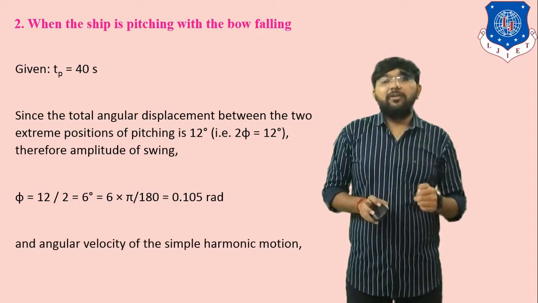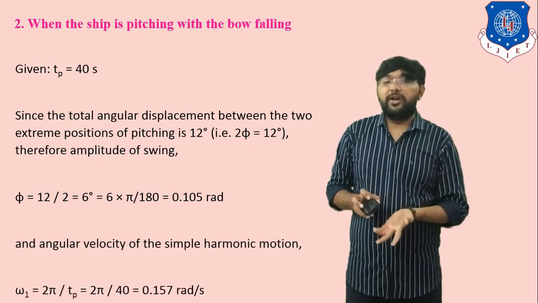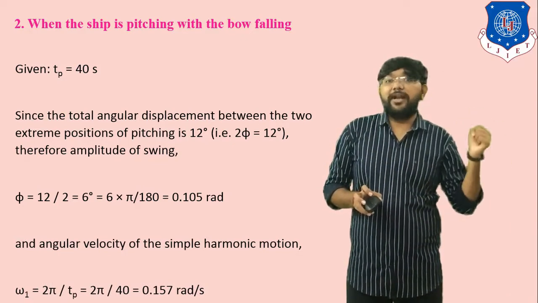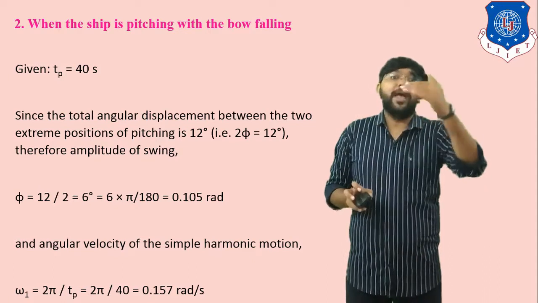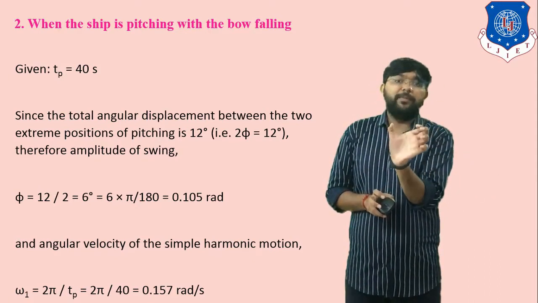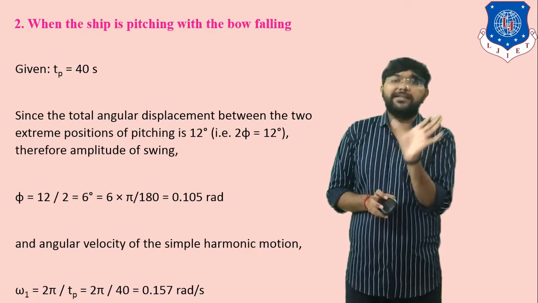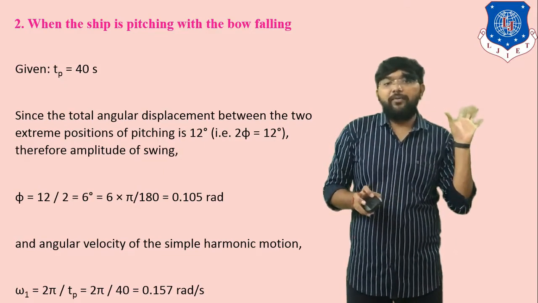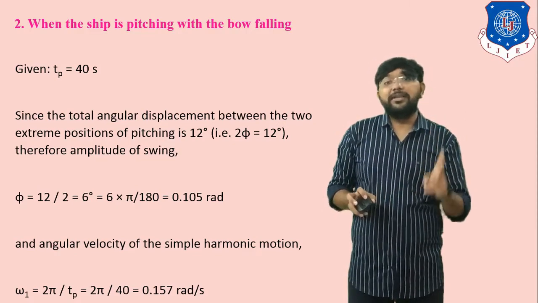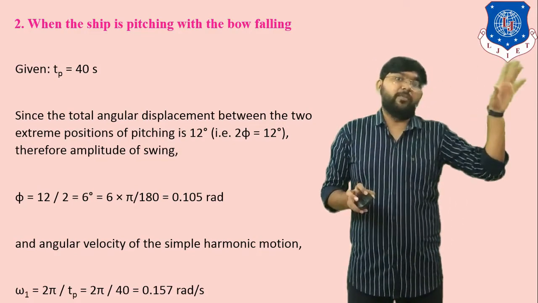Now the angular velocity of simple harmonic motion, you all know the equation, is 2 pi f or 2 pi upon Tp. We have the value of time period, so putting it in, 2 pi upon 40 is equal to 0.157 radian per second. This is the angular velocity of simple harmonic motion.